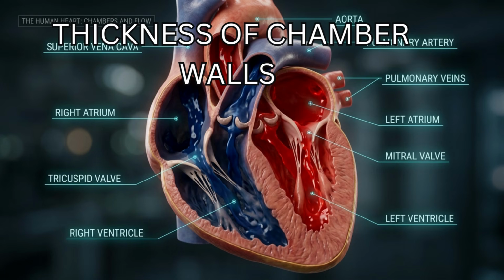Thickness of heart chambers. The thickness of the walls of the chambers is different depending upon their function. The atria have comparatively thin walls and they have to force the blood into the ventricles and this does not require much power. On the other hand, the ventricles have to pump the blood out of the heart, hence they have relatively thick walls, especially the left ventricle, which has to pump the blood to the whole body. The right ventricle has a thinner wall and the wall of the left ventricle is 3 times more muscular than that of the right ventricle.